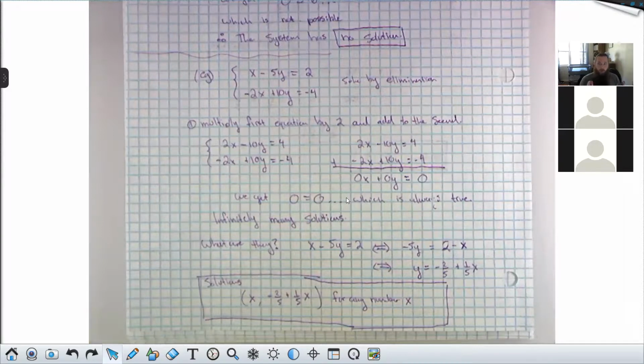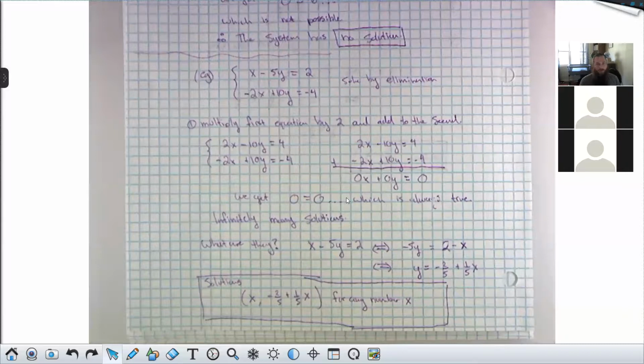So if you get through elimination something like 0 equals 6 or 1 equals 0, then you have no solutions. If you get through elimination something like 0 equals 0 or 1 equals 1, then you have infinitely many solutions. If you have no solutions, then you're done. You just say no solutions.